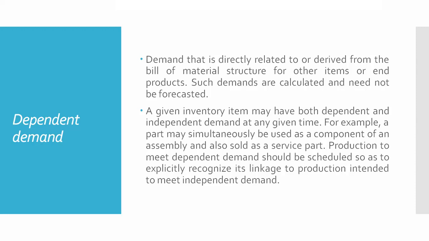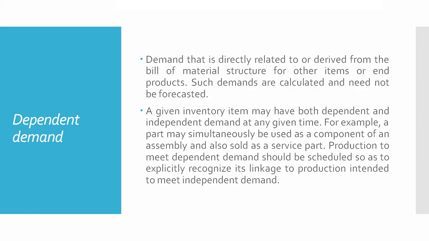A given inventory item may have both dependent and independent demand at a given time. You are having an inventory item that is having both the dependent and independent demand at any time. So for example, a part may simultaneously be used as a component of an assembly or be sold as a service part.